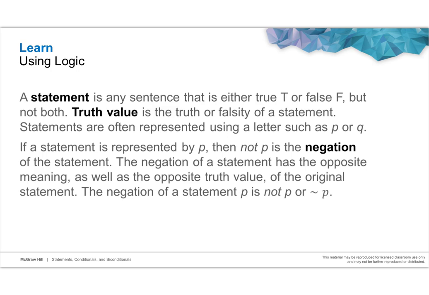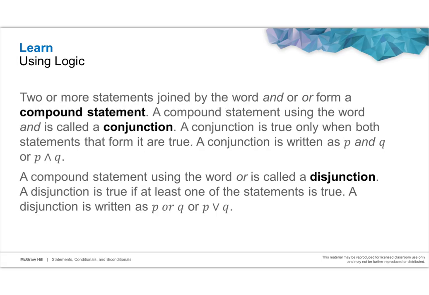If a statement is represented by P, then not P is the negation of that statement, and that means that it has the opposite meaning as well as the opposite truth value. So the negation of a statement P is not P, or you can see this symbol that we use here is what we call a tilde and then P.